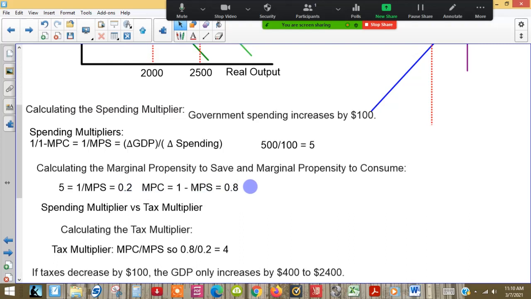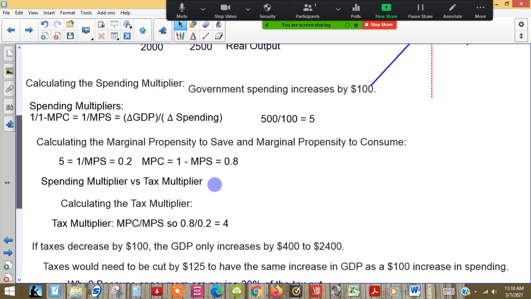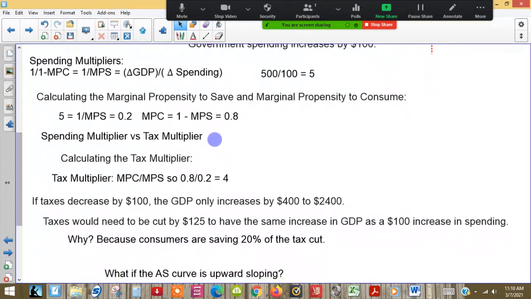Now we want to look at the tax multiplier and then see how it's different from the spending multiplier. We calculate the tax multiplier by simply dividing the marginal propensity to consume by the marginal propensity to save. So 0.8 divided by 0.2 equals 4. So the tax multiplier is 4, which is less than the spending multiplier of 5.